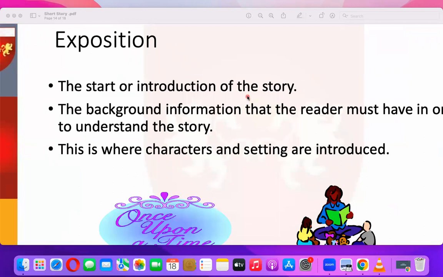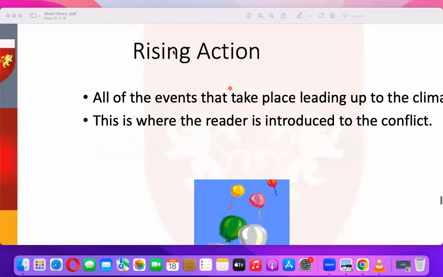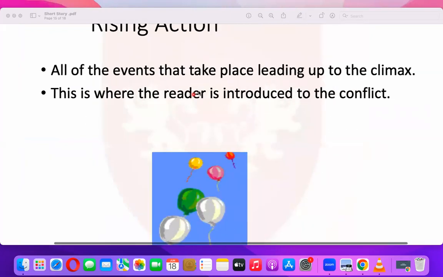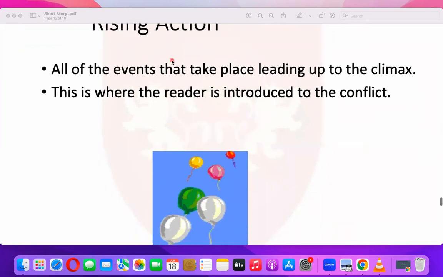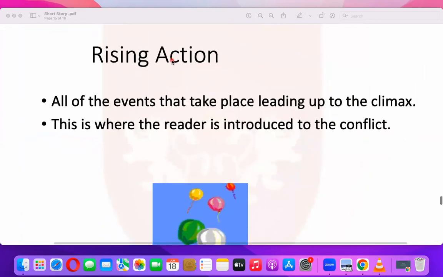So exposition is the start or introduction of the story, يعني بداية القصة أو مقدمة القصة. Okay. And then we have rising action. All the events that take place leading up to the climax, the most exciting part of the story. كل الأحداث اللي قبل الكلايماكس بنسميها rising action. Okay?